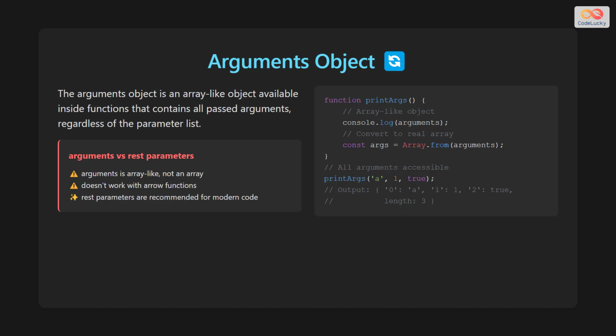It is recommended to use the REST parameter rather than the arguments object for modern JavaScript code, due to its limitations. In this example, the printArgs function logs the arguments object to the console. When the function is called with 1 and true as arguments, it logs the array-like object with these values at indices 0, 1, and 2 with the length 3.